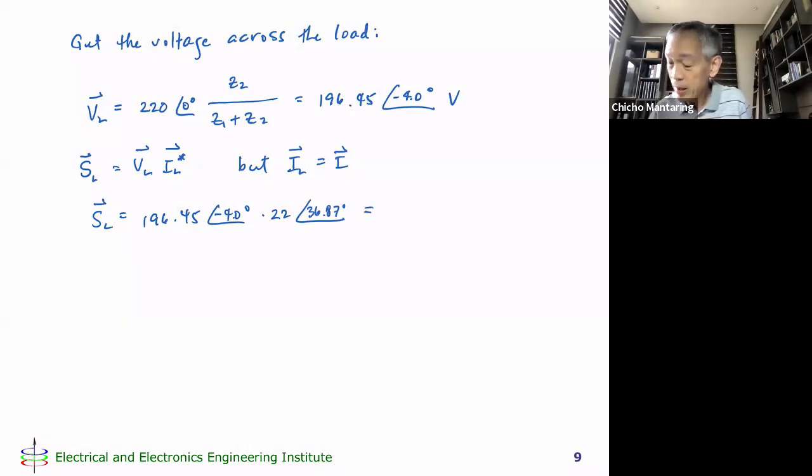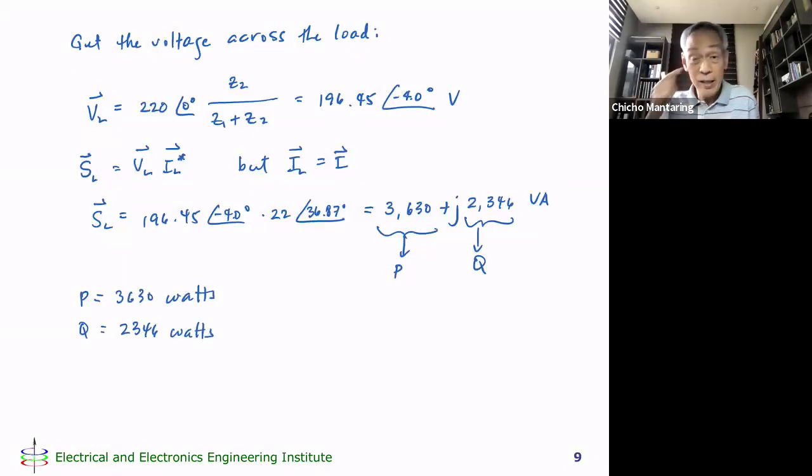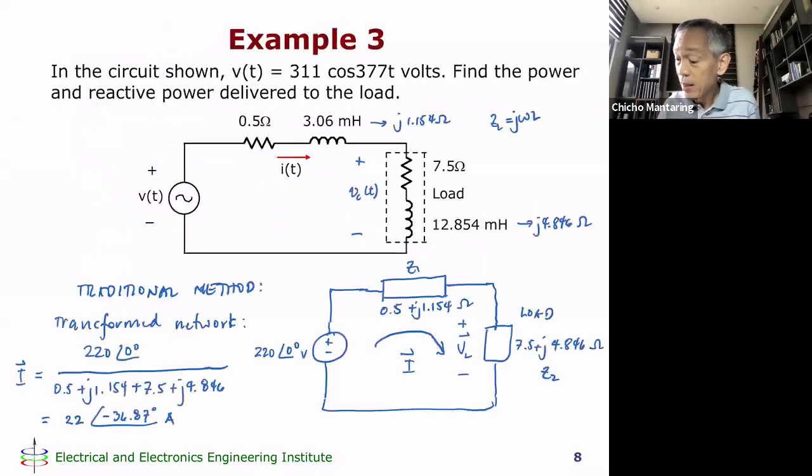Okay. And if I do this, I'm going to get 3,630 plus j2,346. This is in volt-amperes. But I know that this is going to be P and this is going to be Q. So P is 3630 watts and Q is 2346 vars. Okay, so that's one way. Can anybody think of any other way?